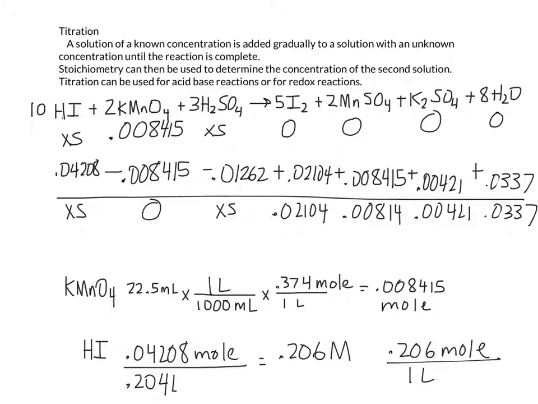So there's an example of how to use a BCA table with a titration. Titrations really are just an application of stoichiometry calculations, so I don't look at it in my mind any different than I do any other stoichiometry problem.